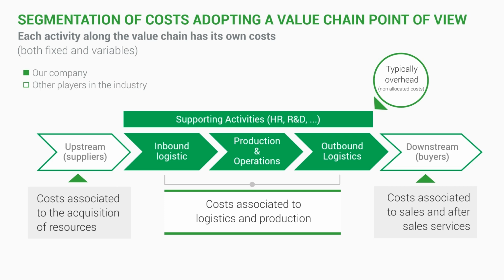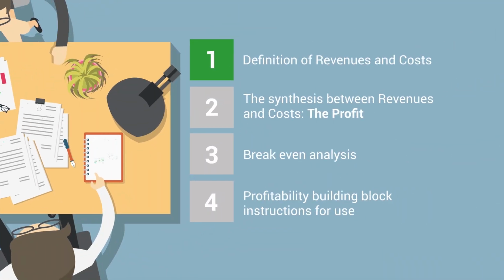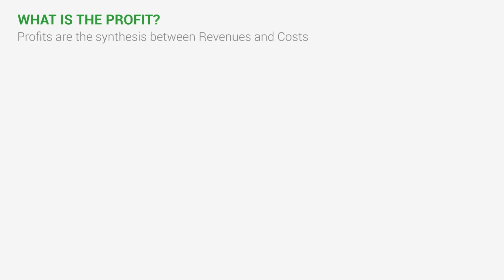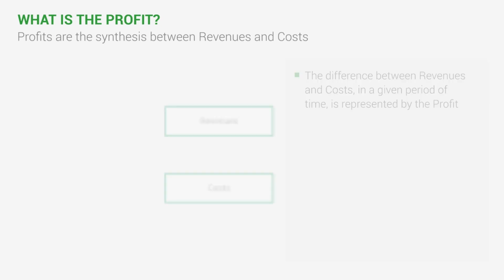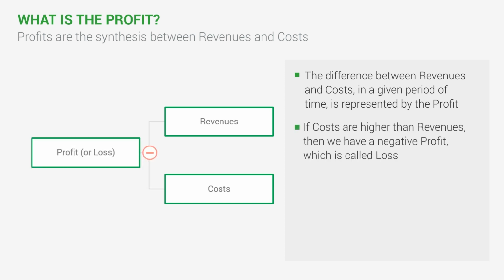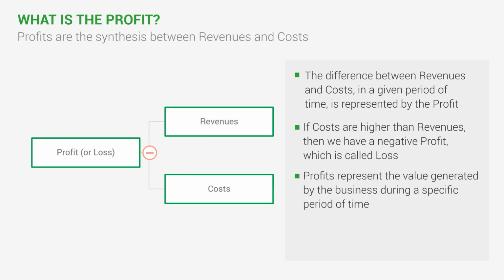Having learned about revenue and costs separately, we are now ready to combine these ideas to arrive at a definition of profit. Profit can be thought of as the synthesis of revenue and cost. What is left after you deduct all costs from revenues is the profit. If costs are higher than revenues, then we have a negative profit, which is called a loss. Profits represent the value generated by a business over a specific period of time. Typically, the main objective of any business, and thus of our clients, is to maximize profit.